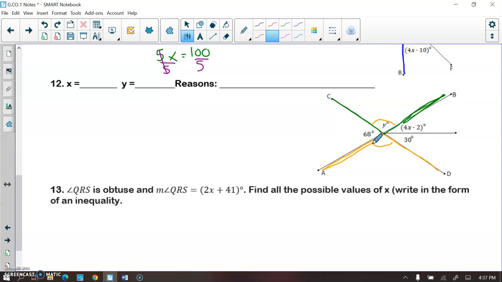So we need to find that angle, and how we can find that angle is that 68 degree angle and that vertical angle create a straight line. So they are supplementary, they add to 180. They're a linear pair, they add to 180, okay? So 180 minus 68 would give me that angle is 112 degrees, which, since angle Y and that 112 degree angle are vertical angles, that means Y is 112.